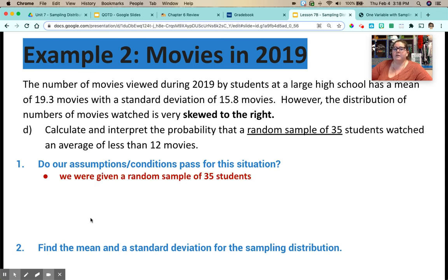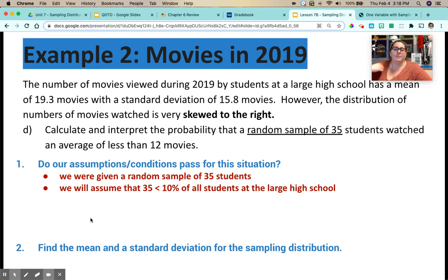First, we were given a random sample of 35 students, so no bias involved here. Second, we're going to assume that our sample size of 35 is less than 10% of all students at the large high school. That checks for independence between trials and makes sure that things don't change too much as we pick our sample. And then our third, check for normality.